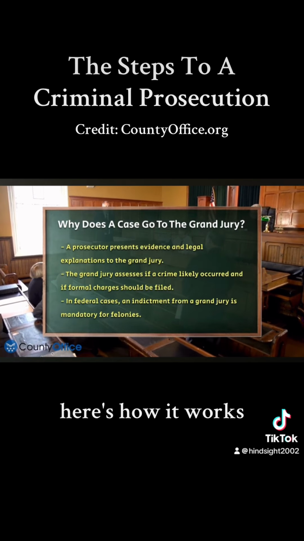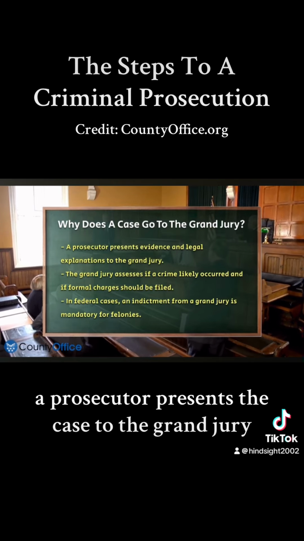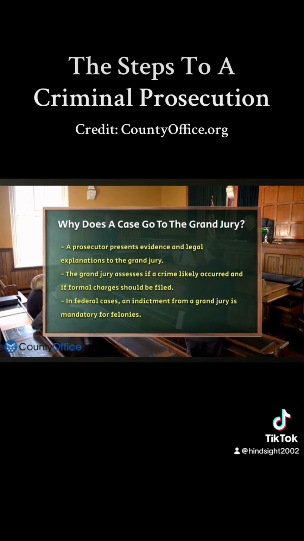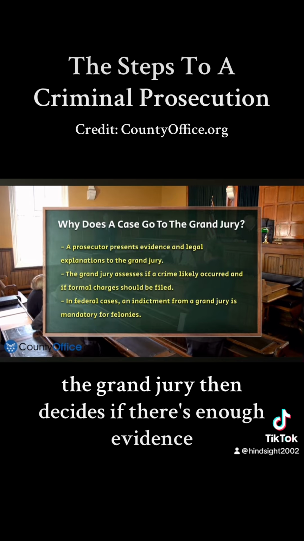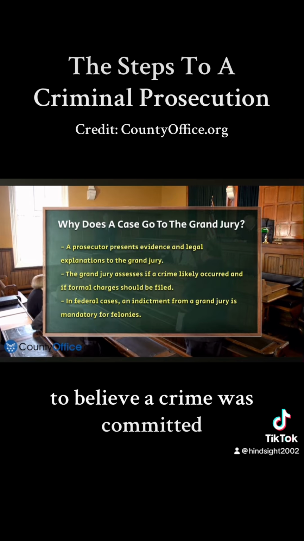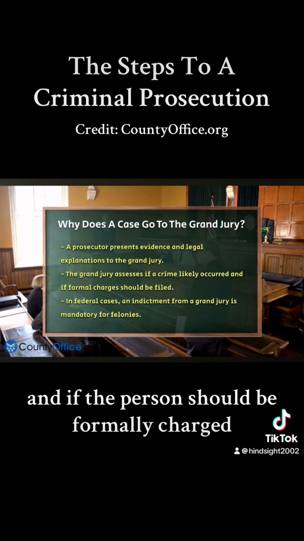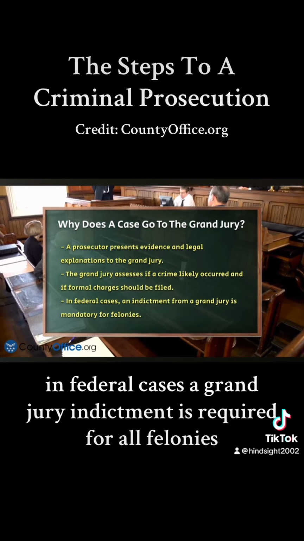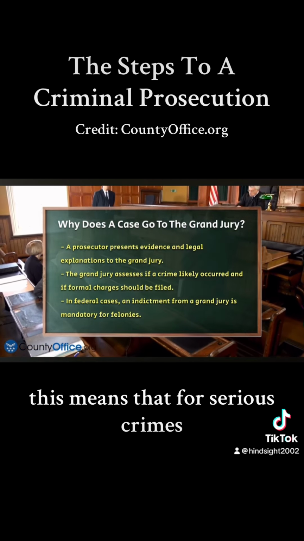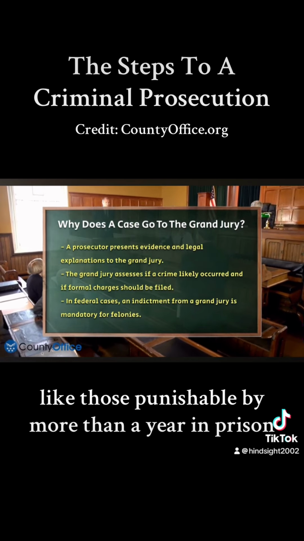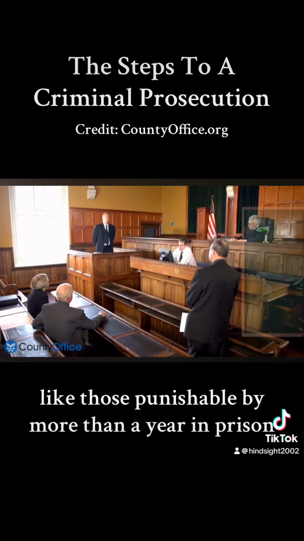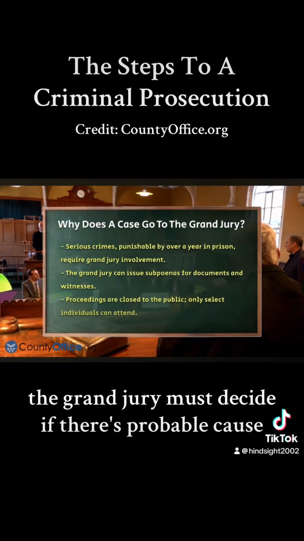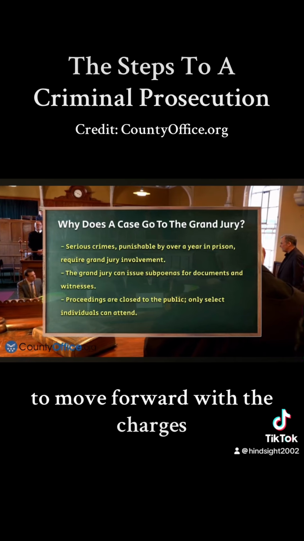Here's how it works. A prosecutor presents the case to the grand jury, showing them evidence and explaining the law. The grand jury then decides if there's enough evidence to believe a crime was committed and if the person should be formally charged. In federal cases, a grand jury indictment is required for all felonies. This means that for serious crimes, like those punishable by more than a year in prison, the grand jury must decide if there's probable cause to move forward with the charges.